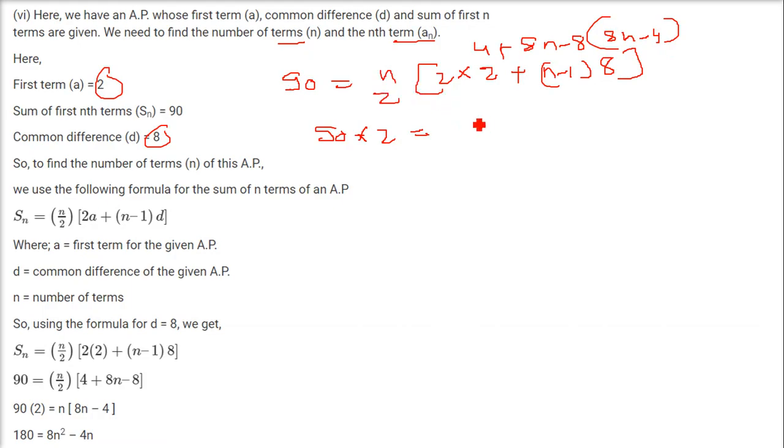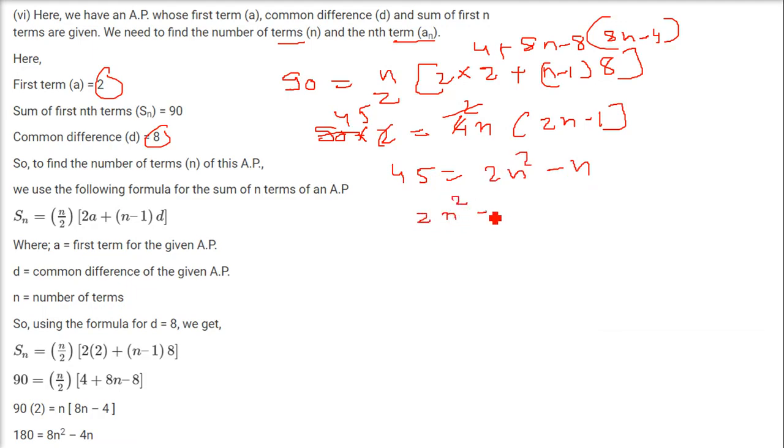So we can take 4 outside. Let me take 4n outside, and 2n minus 1 remains, right? So 2 2s are 4 and 2 45s. So what do we get? 45 equal to 2n square minus n. So finally our equation becomes 2n square minus n minus 45 equal to 0.